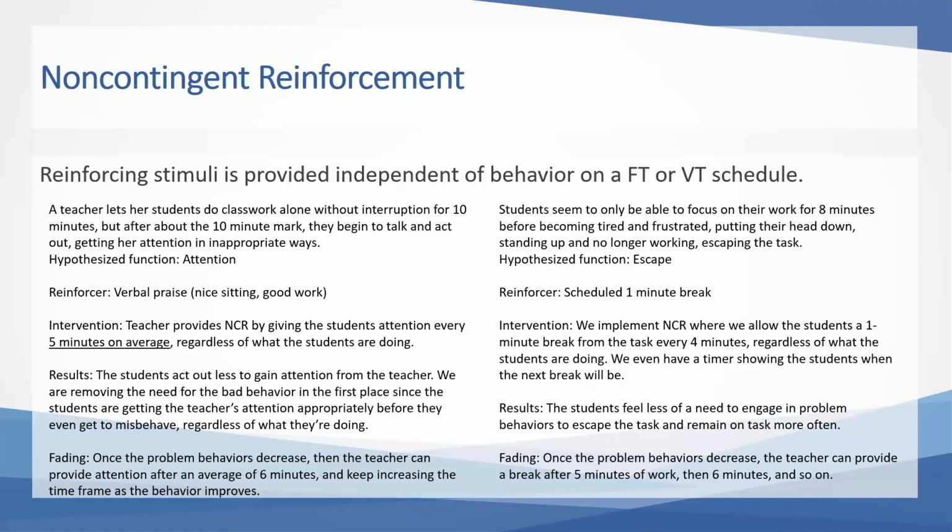Another example would be with students who tend to escape tasks. If we notice that students can typically work for about 8 minutes before becoming frustrated and disengaging, we can implement non-contingent reinforcement by providing a short break every 4 minutes. Again, this is regardless of what the students are doing. We might even use a visual timer so the students know when the next break is coming. Because the break is already built in, the students feel less of a need to escape the task, and they're more likely to stay engaged.